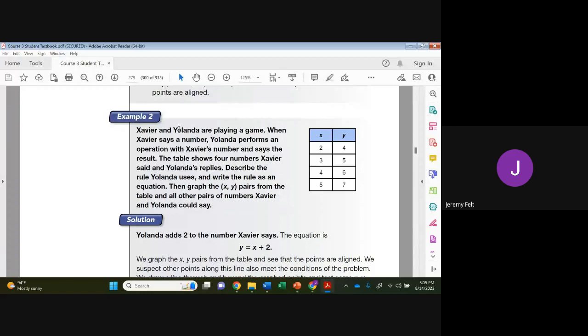So he says 2, she says 4. He says 3, she says 5. 4, 6, 5, 7. So whatever number he says, she's adding 2 to that number to get our output. So the input would be x, the number he says, and the output, she's adding 2 to that number, and that's what we get as our dependent variable or output. So the rule would be y equals x plus 2.